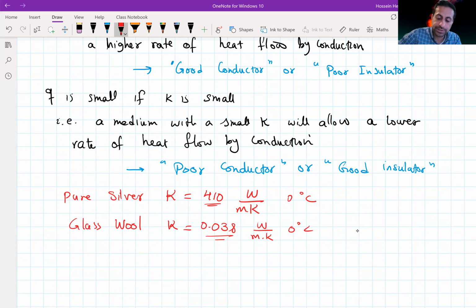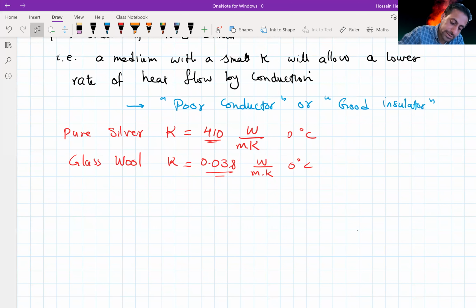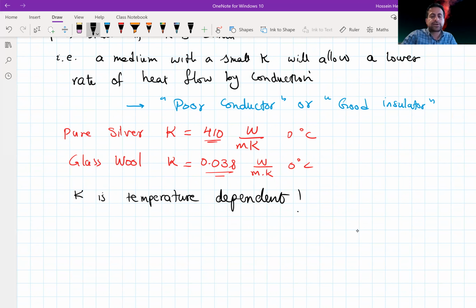And remember, you see there is a huge change between being a very good conductor and being a very good insulator. And the last point that I want to mention, which we will probably discuss later, is that K is temperature dependent. Now, for the sake of this class, in most examples, we will assume K is constant unless I specify otherwise.